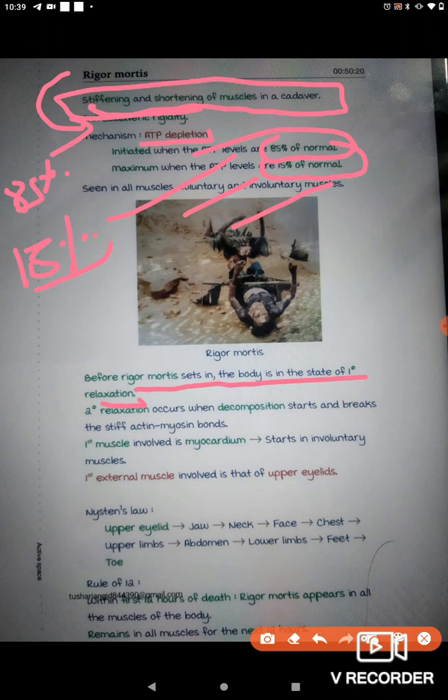Secondary relaxation. So before rigor mortis, there is relaxation, primary relaxation. Then comes rigor mortis, and after rigor mortis, the secondary relaxation, because now the muscle will decompose, the muscle actin-myosin bonds will break down.